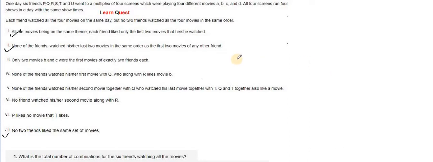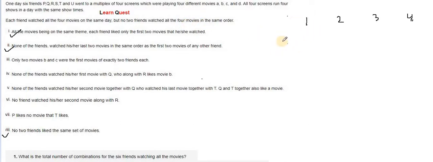So no two friends like the same set of movies, and which movies are they liking? The first two movies which they watch. So there are four screens, one, two, three, four. Each of them will play a different movie A, B, C, or D, and each one of them runs a show at the same time in which all the friends P, Q, R, S, T, and U go.